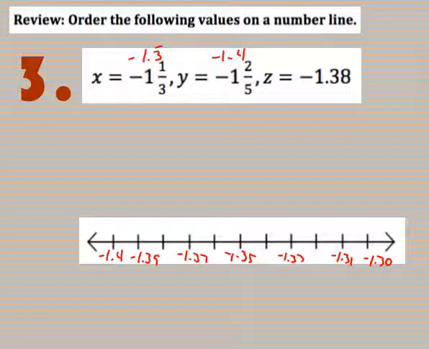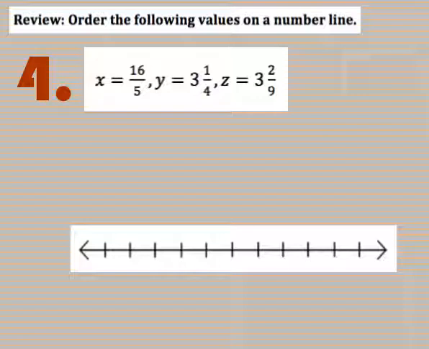Alright, so 1.33 repeating would have been just right here, probably just on the other side of it. That would have been x. Negative 1.4 would have been y. And z is right here. I didn't put that label on there, so that's going to be negative 1.38. Notice how the number line goes the other way now, because your bigger numbers are farther away.